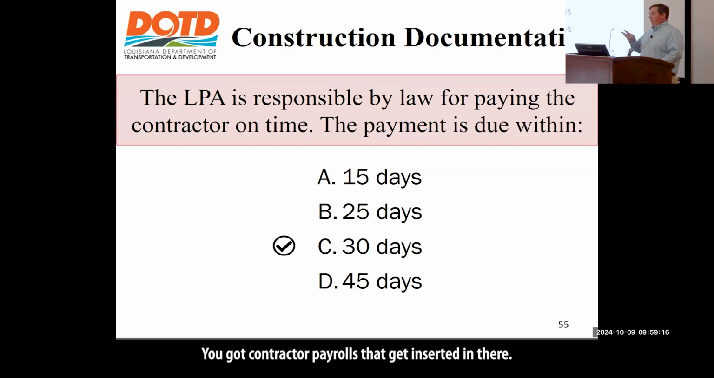You've got contractor payrolls that get inserted in there. You've got funding-specific issues that can be inserted in there. So again, the sooner you do it after the period ends, when you're saying, all right, this is the cutoff for our pay estimate, it's going to be whatever date, then you've got 30 days from there to pay them.